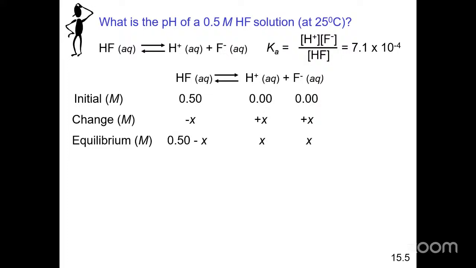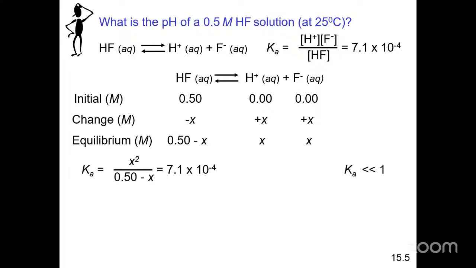So we can plug these terms into this equation, and this is what you're going to get. You're going to get X squared over 0.50 minus X set equal to 7.1 times 10 to the minus 4. And from here, of course, we have to do some algebraic changes in order to get the solution for X. Now, what I would recommend you do when solving problems of this type is to make an assumption, right?